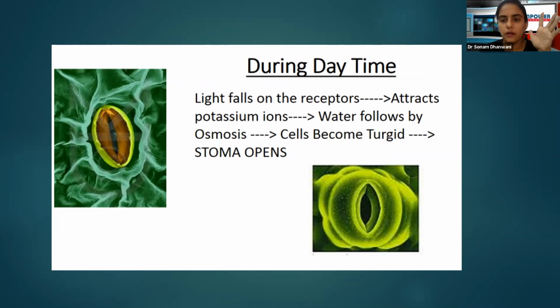There will be a lot of sunlight. Correct. There's going to be a lot of sunlight. So now what happens when there is a lot of sunlight? The sunlight is going to be falling on these guard cells. Okay. So what happens is light falls on the receptors. When the sunlight falls on the receptors of the guard cells around the side, it starts attracting potassium ions which are there in its environment.